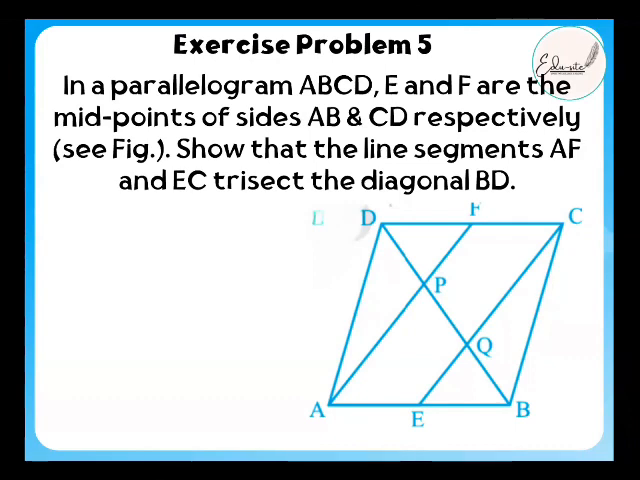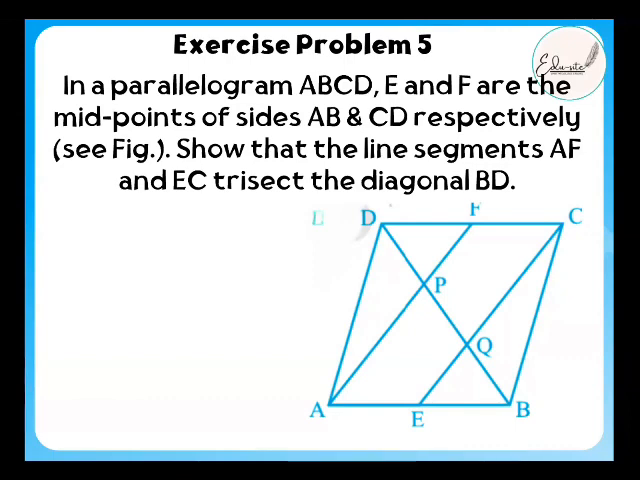In a parallelogram ABCD, E and F are the midpoints of sides AB and CD respectively. Show that the line segments AF and EC trisect the diagonal BD. Okay, what does trisect mean here, Laiba? Trisect का मतलब क्या होता है? Bisect means divides into two. Excellent. Now you should show that they divide it into three equal parts.